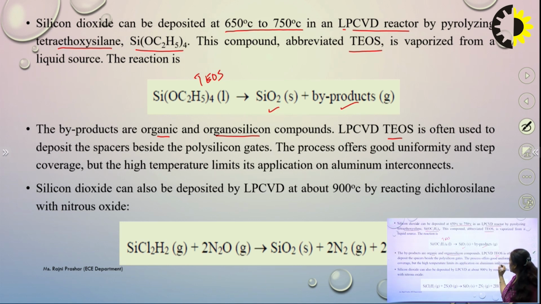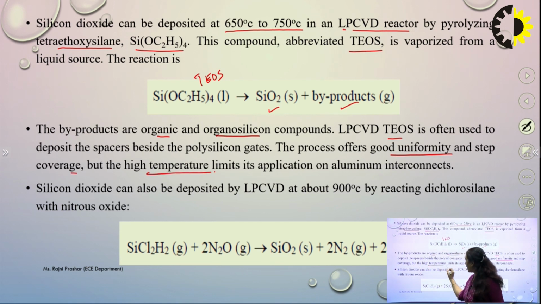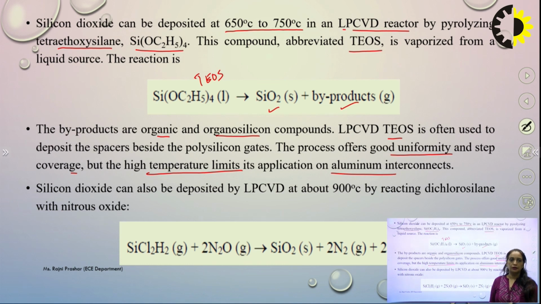The process offers good uniformity and step coverage, but a slightly higher temperature limits its application on the aluminum interconnects. Okay, so for the interconnects we are not going to use this process. For that we are going to have another process.